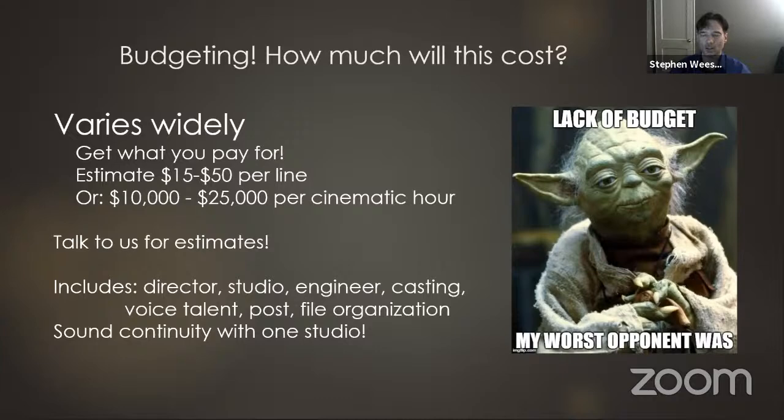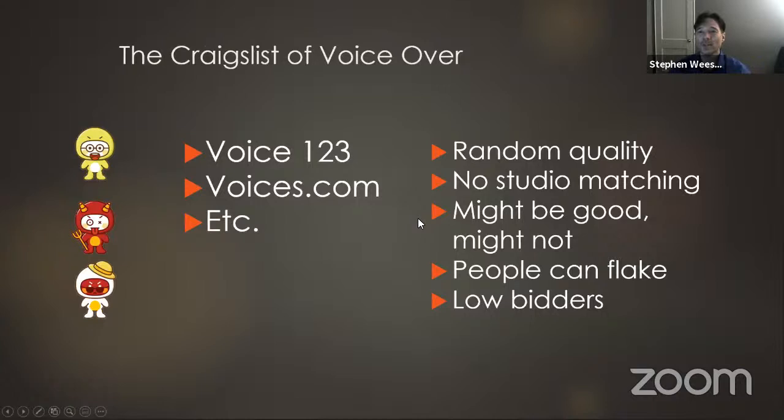One thing that's rough is just going out there on the internet on your own, like Voice123 or Voices.com. Who knows what you're going to get? It's random. You can listen to their demos, but they have different mics. It's not going to be studio matching. There's no normalization. It could be good, it could be not. People can be flaky. They can disappear. They can deliver you something horrible. And people are rushing to get the lowest price. It's a you-get-what-you-pay-for situation. Definitely.